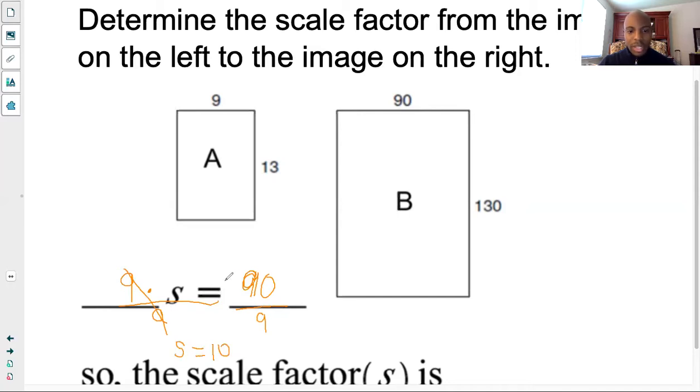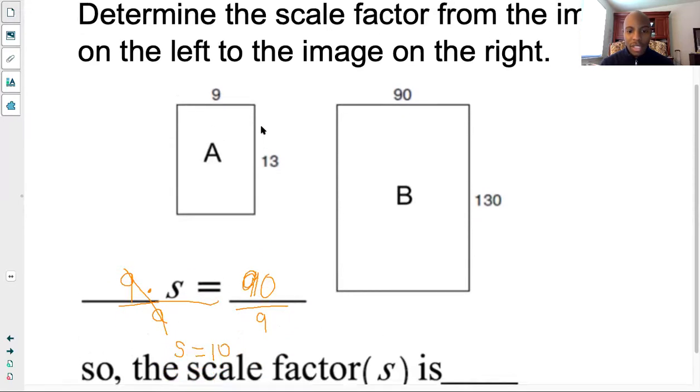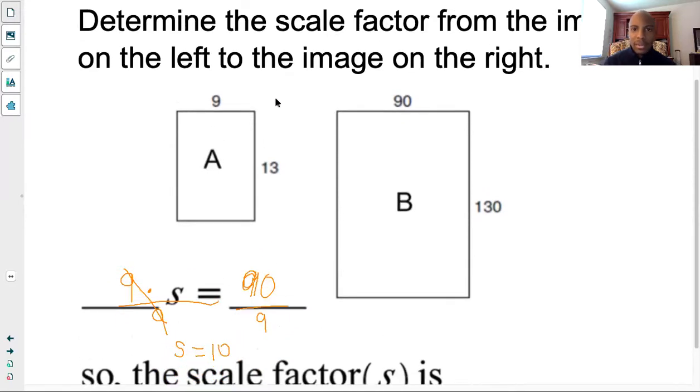Okay, so the scale factor for this particular example would be 10, right? And that's what we just came to the conclusion of. Was it hard? No, it wasn't hard at all. We know that we're looking at similar images, and that's important. If it doesn't tell you that they're similar images, don't try to apply this method.